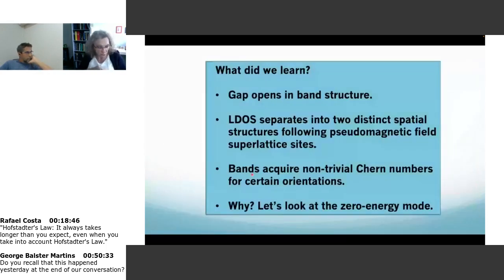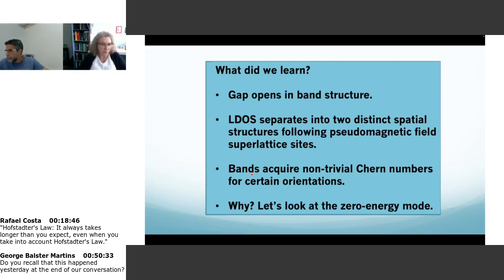Let's make a summary of what we have learned until now. When we put graphene on a periodic substrate that induces a periodic strain profile, we know that we can open gaps in the band structure. We know that the local density of states separates into two different spatial structures that pretty much mimic the profile of the pseudomagnetic field, or the strain. We know that for certain orientations, the bands acquire non-trivial Chern numbers. The obvious question is why? Where are these non-trivial Chern numbers coming from?